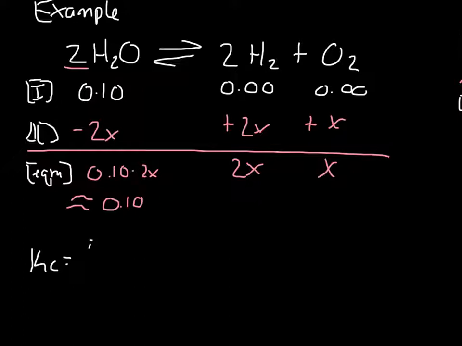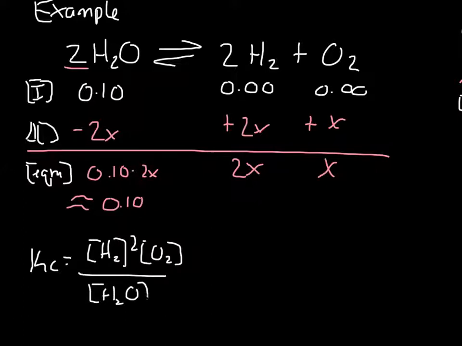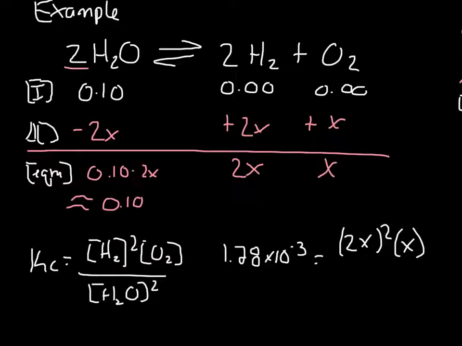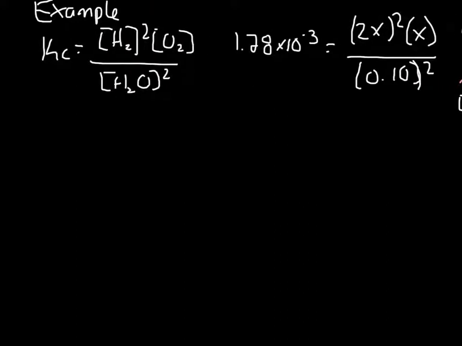Kc equals H2 squared times O2 over H2O squared. If we know Kc has 1.78 times 10 to the negative 3, we're going to set that equal to 2x squared times x over 0.10 squared. Now we just need to solve for x. So if we move that up so we can see it.